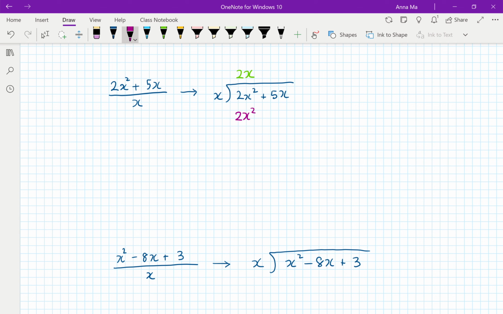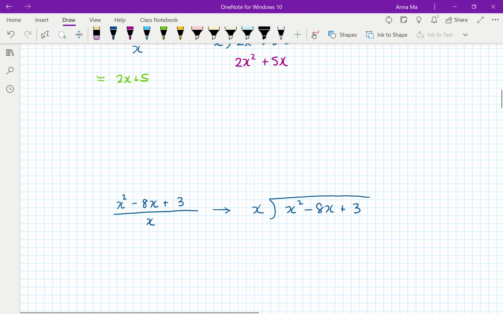resulting in 2x squared. And then x times what gives me 5x? I need to multiply it by 5. Hence, I get the result, 2x plus 5. So the answer to this division will be 2x plus 5. I'm getting no remainders, but if we had remainders, we'll have to write it in a different format. So let's see if we get there. I think the next one might be it.